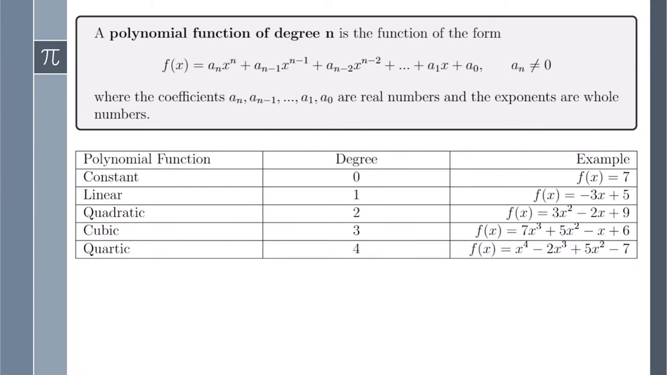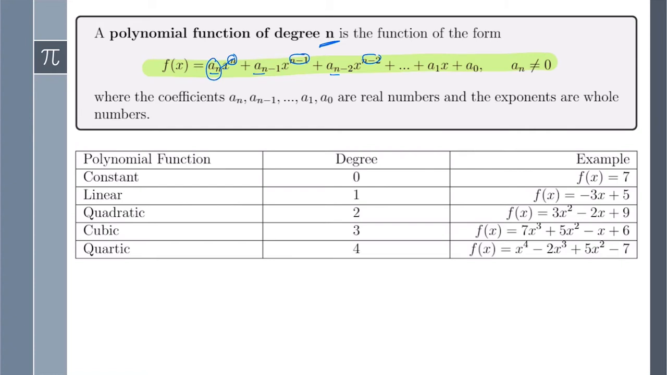So a polynomial function is a function in this form, given here, such that the coefficients here are real numbers and the exponents are whole numbers. And also, if this is a polynomial of degree n, then we need to make sure that the leading coefficient, or the coefficient of x to the n, is not 0. Otherwise, if this is 0, then whatever the other highest degree is, that would be the degree of the polynomial. So if it's degree n, then the coefficient of x to the n must not be 0.